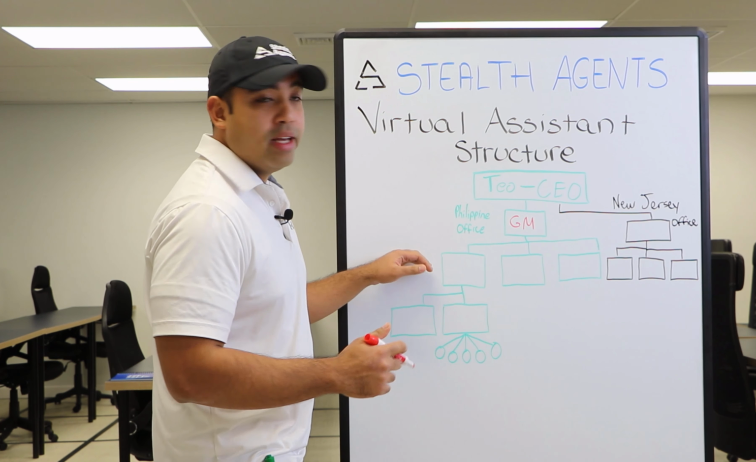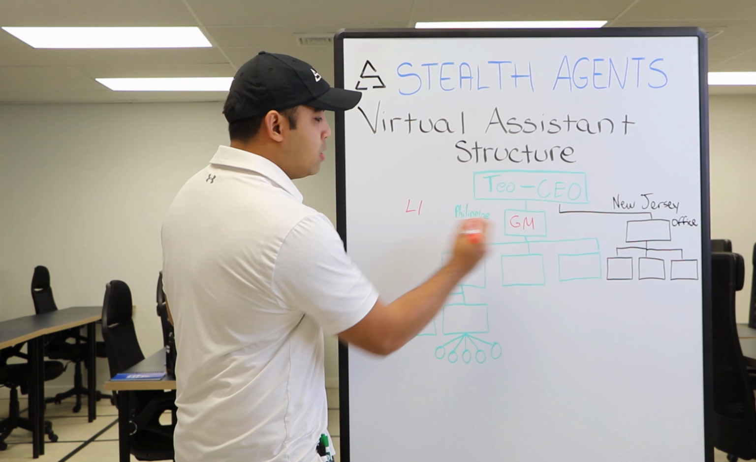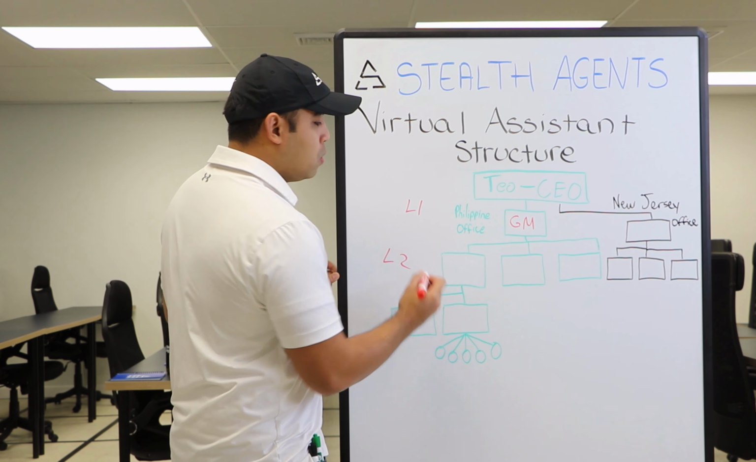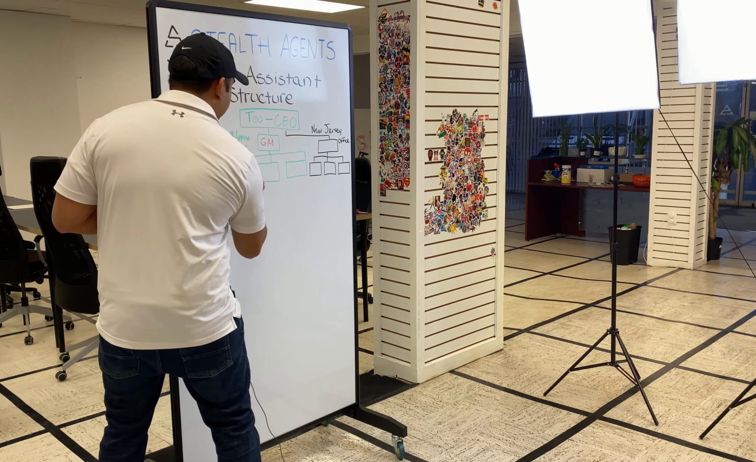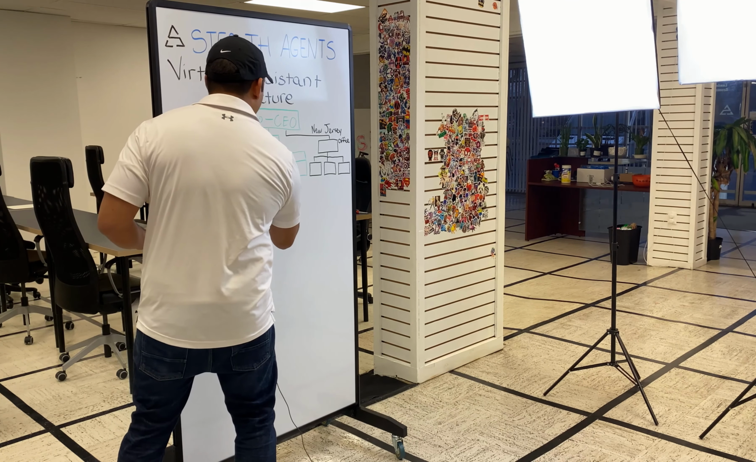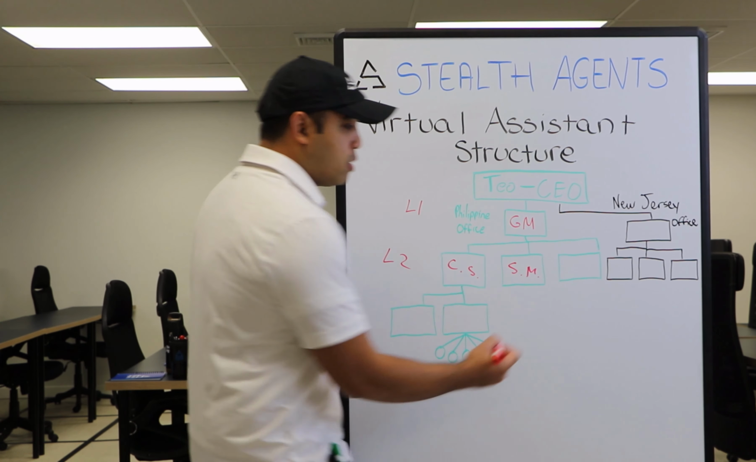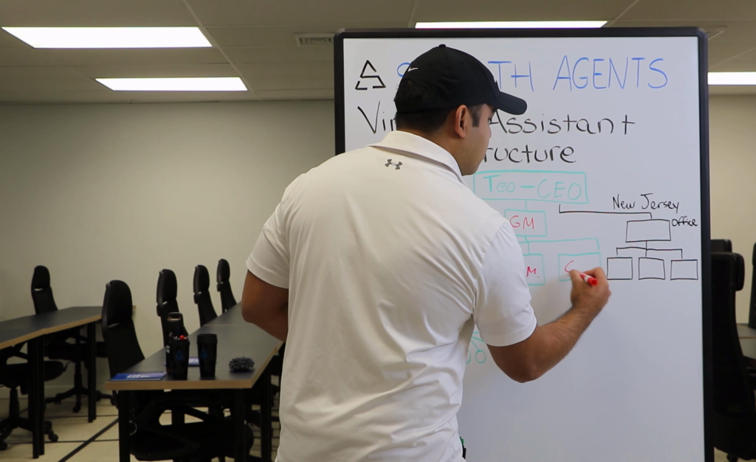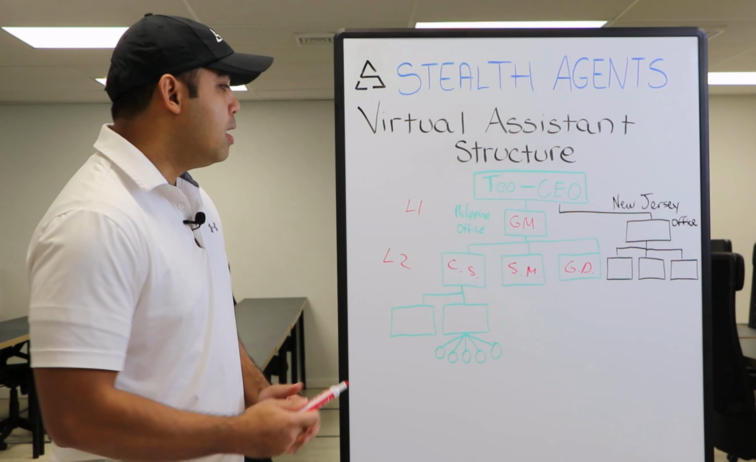So the next level is the director. So here we have our level 1. Okay, level 1 is the general manager. Level 2 is going to be our directors. So let's say we have a director of customer support. Okay, we have a director for that. We have a director for social media. Okay, we have a director for that. We have a director for graphic design. Okay, and that's another director that we have here.